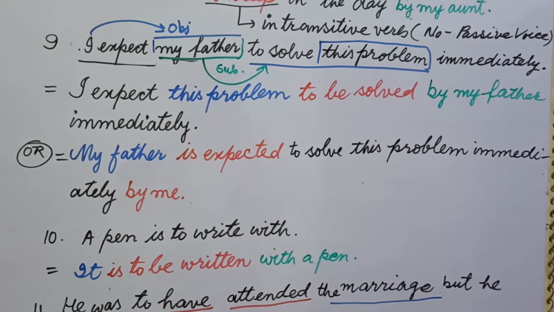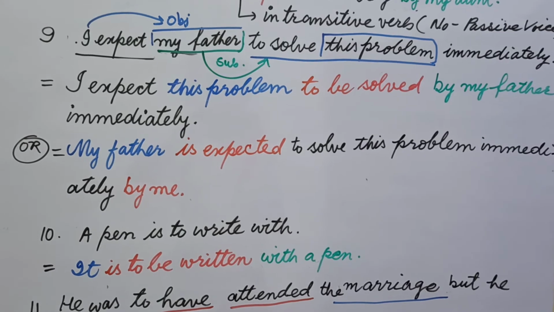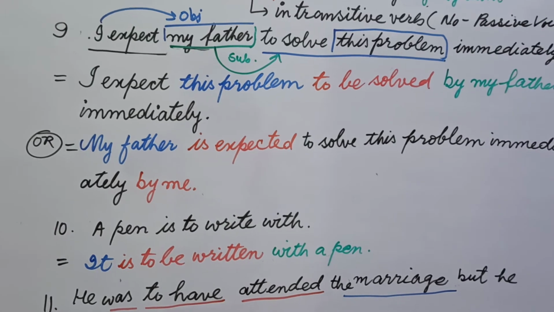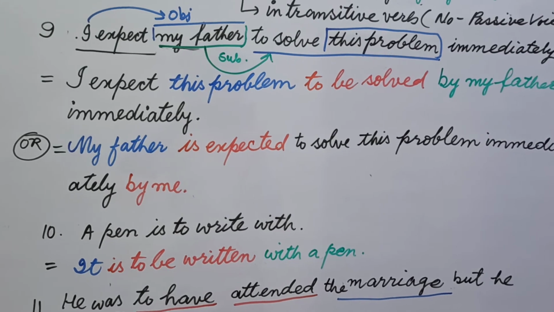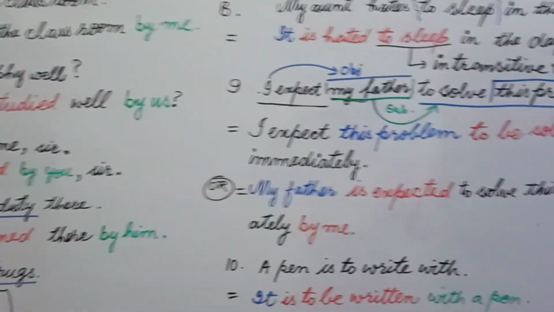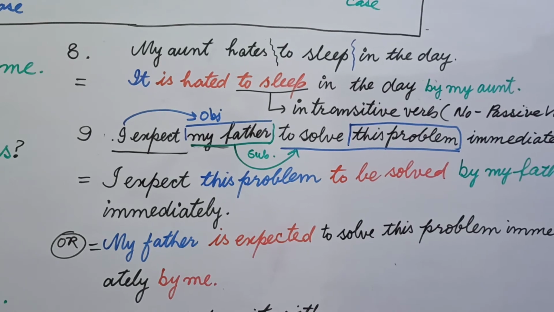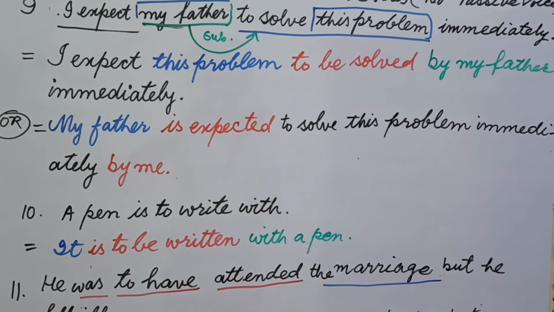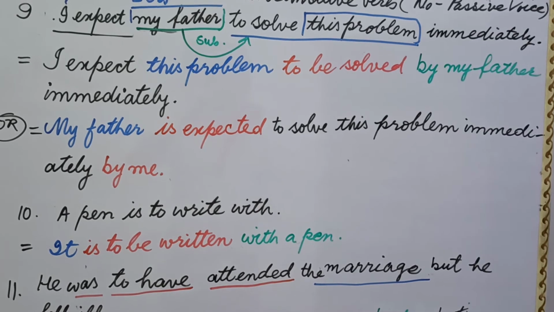After this example, I have one more example here. A pen is to write with. A pen is in itself an object, but because it is used with a linking verb, it doesn't matter in this sentence whether it is subject or object. But especially when we change such sentences into passive voice, we need an object, and in the same way, I used it on my own in this sentence. It is to be written with a pen.